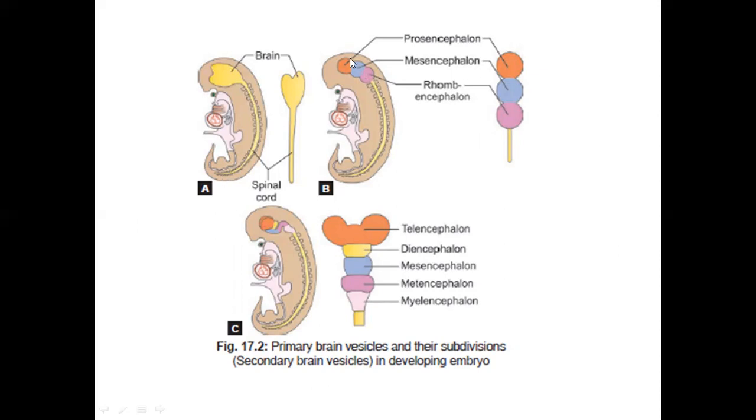Now the three primary brain vesicles will be formed. They are known as prosencephalon, mesencephalon, and rhombencephalon. And further secondary brain vesicles are formed from these, namely telencephalon, diencephalon, mesencephalon remains as such, then rhombencephalon divides into metencephalon and myelencephalon.